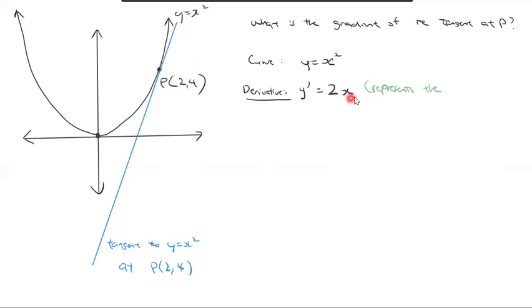But this represents the gradient of the tangent to the curve. So 2x is representing the gradient of the tangent. They've got x squared, that means 2x represents the gradient of the tangent. Importantly, once you know what x is, then you can work out the gradient of the tangent there. Now we're interested in the point P, right?